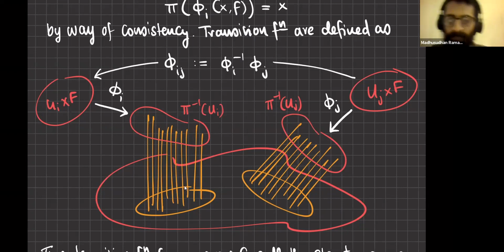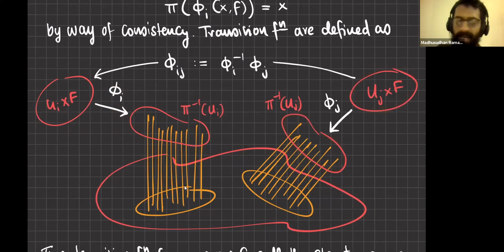Now, what we required is that there is an isomorphism between the pre-image of Ui and Ui times F, right? So that is indicated by this arrow with phi i over here. And same with this bit over here, the pre-image of Uj and Uj times F.